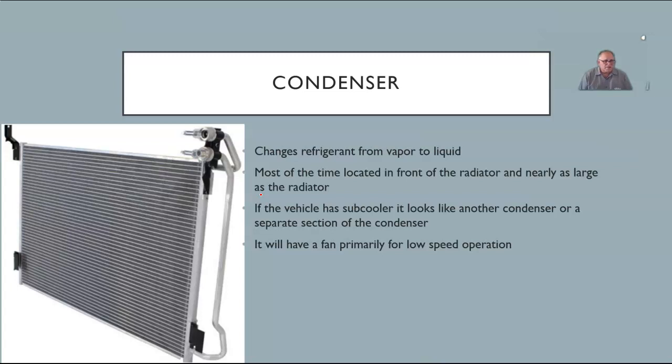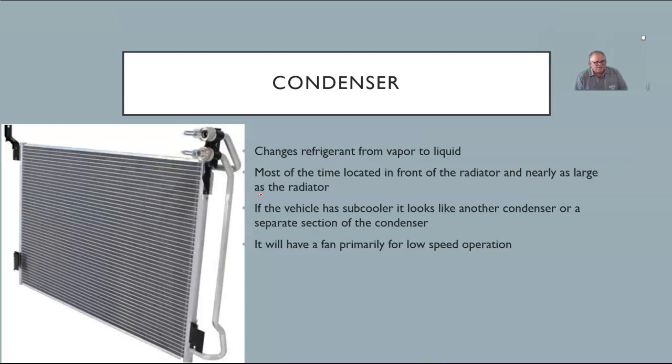So of the 2 lines coming in, one is coming from the compressor, the other line is going to the receiver dryer and then to the TXV. As the refrigerant passes through this, the airflow through there is going to remove the heat, changing it from a vapor to a liquid. Now, some of them have what they call a subcooler on it.